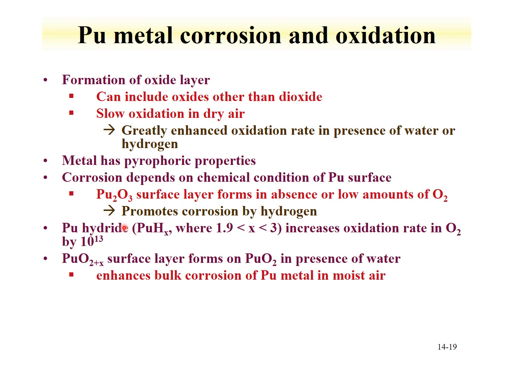Another thing is the formation of the hydride can increase the oxidation of plutonium in oxygen by 10 to the 13th. So a small amount of hydride formation, for instance from water, can have a very pronounced effect on any oxidation of the plutonium. There's also hyperstoichiometric dioxide that can form in the presence of water, and this can enhance the corrosion of plutonium metal in moist air.